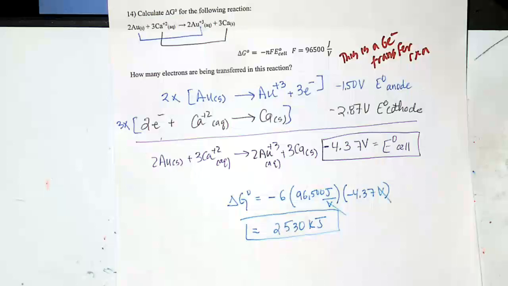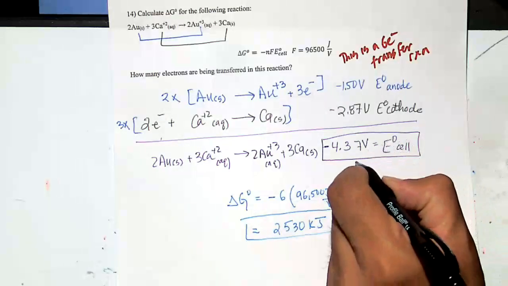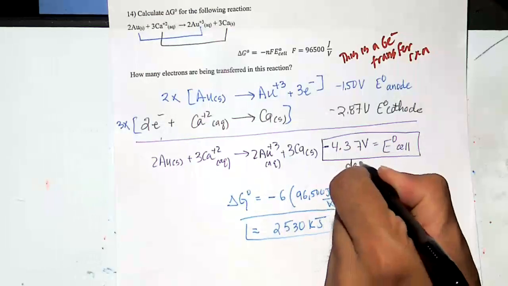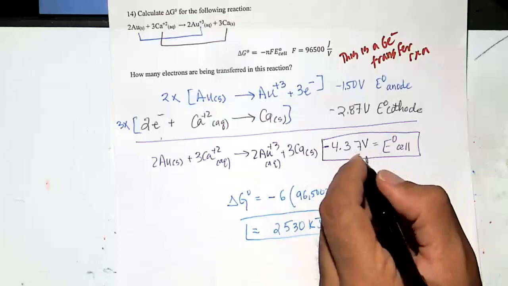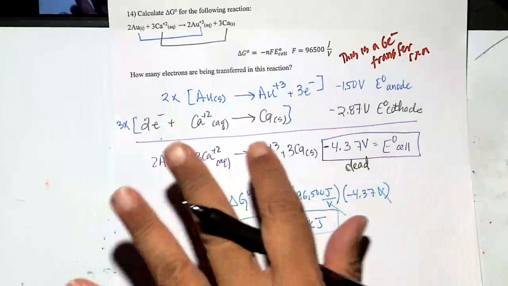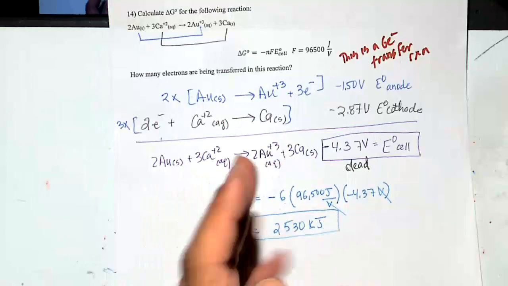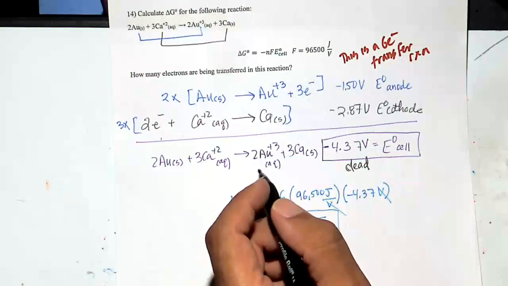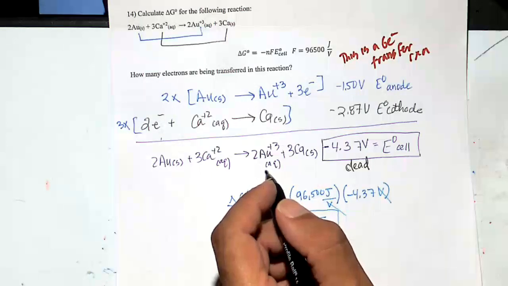All right, a couple of wrap-up points. This is negative 4.37. This is what I'm going to call a dead battery, for lack of a better term. This reaction, okay, it's not happening. What happens would be the flip. If we flip this reaction, that would be positive 4.37 volts. That would happen.